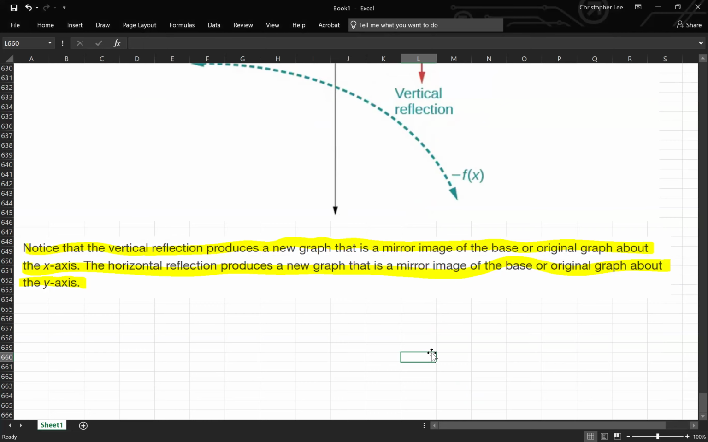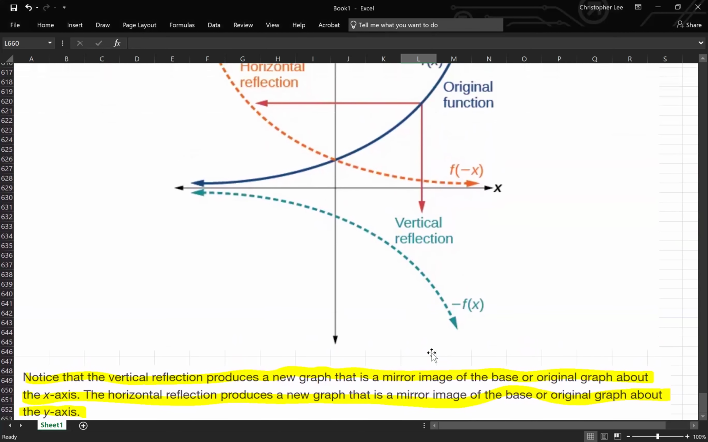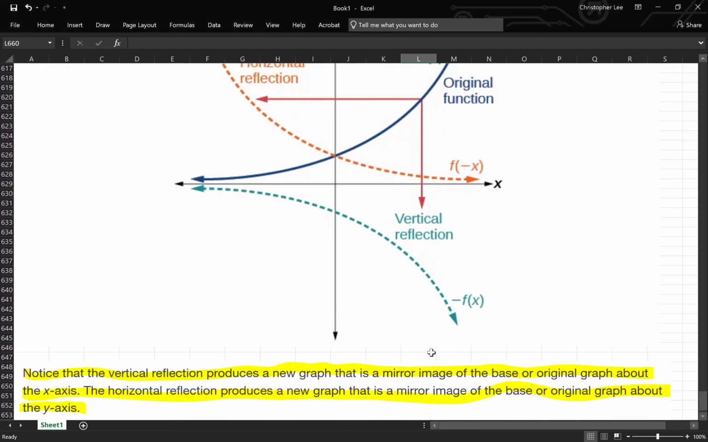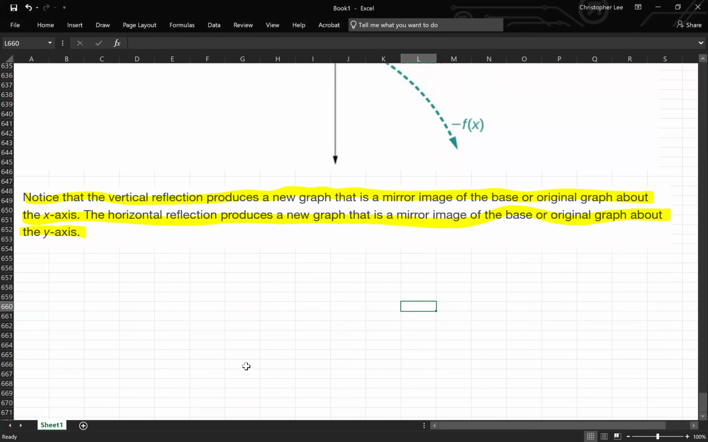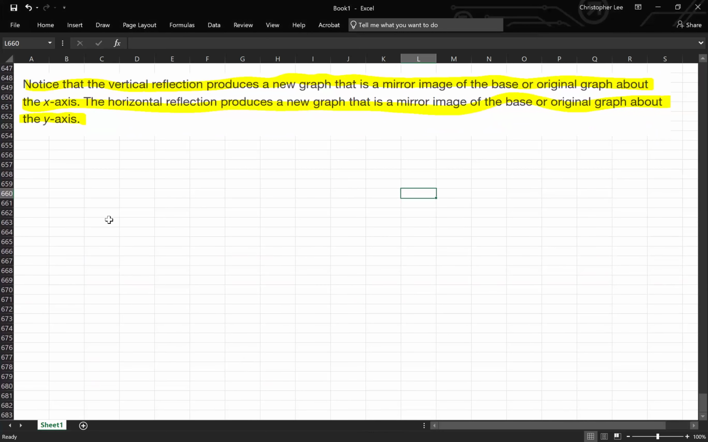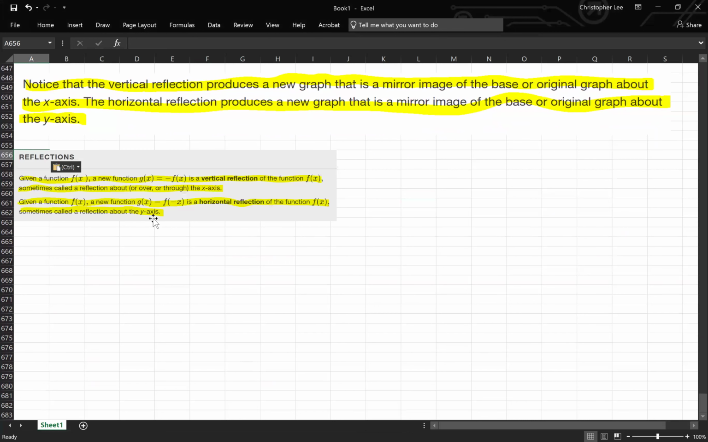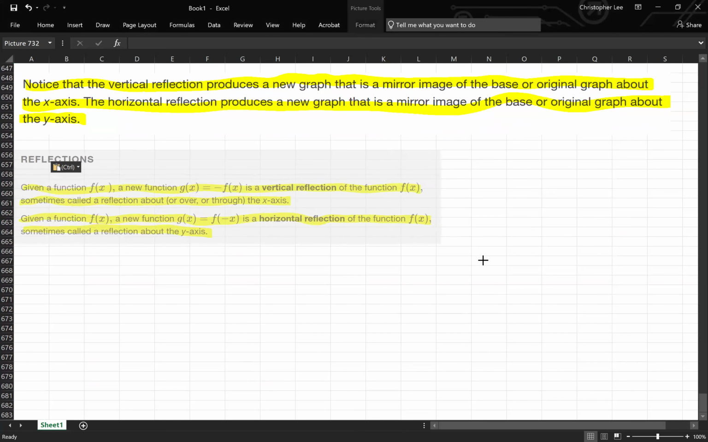So notice that the vertical reflection produces a new graph that is a mirror image of the base or the original graph about the x-axis. The horizontal reflection produces a new graph that is a mirror image of the base or the original graph about the y-axis. Make a special note about that. Just want to hammer the idea home real quick. Reflections.